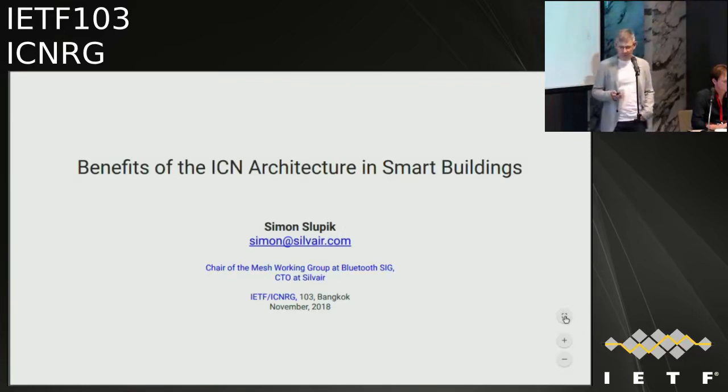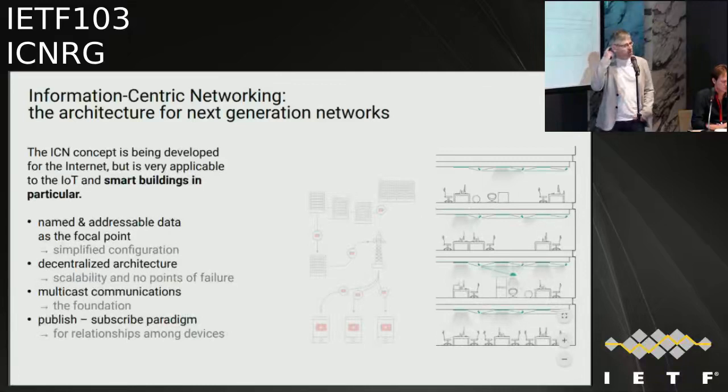Bluetooth Mesh today is not an IP-based system, so we are moving in that direction. My interest here is also to figure out how to merge the IP-based approach, and whether and how the ICN concept should be brought into that system. The highlights from the practical perspective are that we were looking for simplified configuration, and named addressable data really helps there. We were looking at scalability and no points of failure in a network, and we realized that at the transport level, the network must support multicast as a primary method of propagating messages.